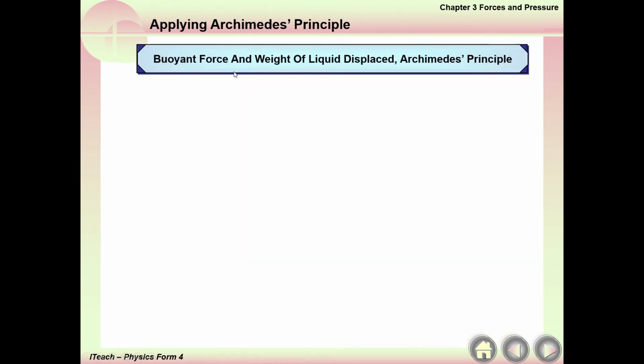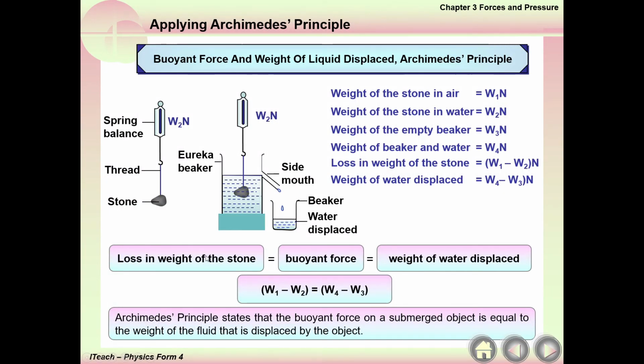Next, buoyant force and weight of liquid displaced: Archimedes principle. The loss in weight of the stone is equal to the buoyant force and equal to the weight of the water displaced. Okay, this is the formula for Archimedes principle. Very simple, you can see here. Archimedes principle states that the buoyant force on a submerged object is equal to the weight of the fluid that is displaced by the object.